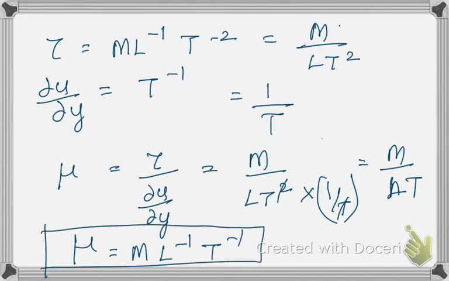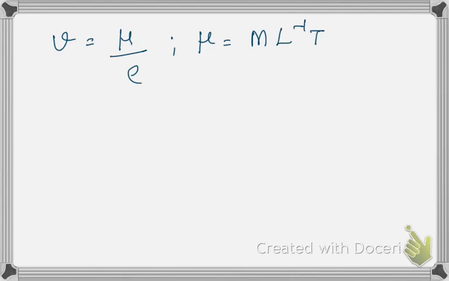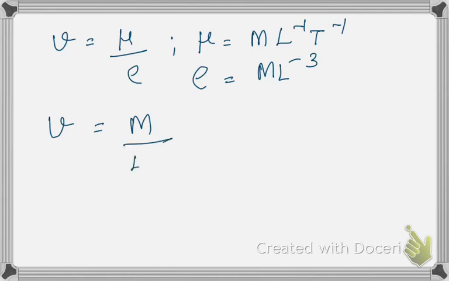Okay, so the dimension of dynamic viscosity is M L power minus 1 T power minus 1. Now what is kinematic viscosity? Kinematic viscosity is nothing but dynamic viscosity divided by density. For dynamic viscosity we have derived M L power minus 1 T power minus 1, and for density we have derived M L power minus 3. So just substitute it: M L^-1 T^-1 divided by M by L cube.